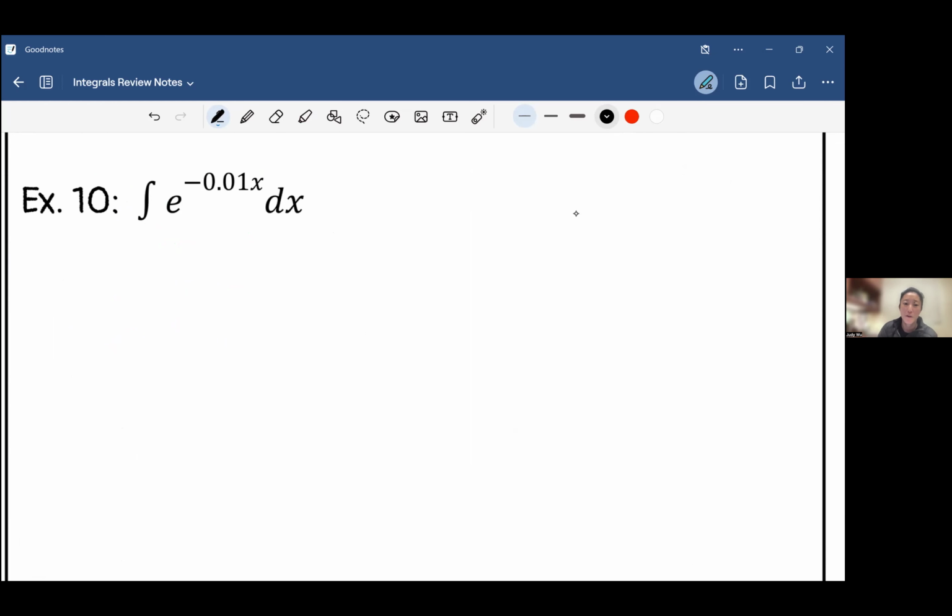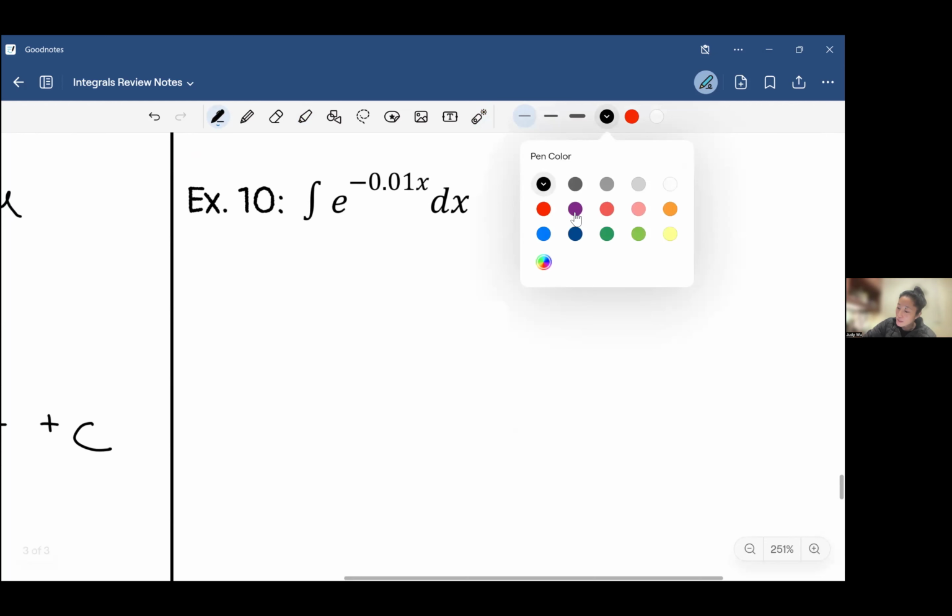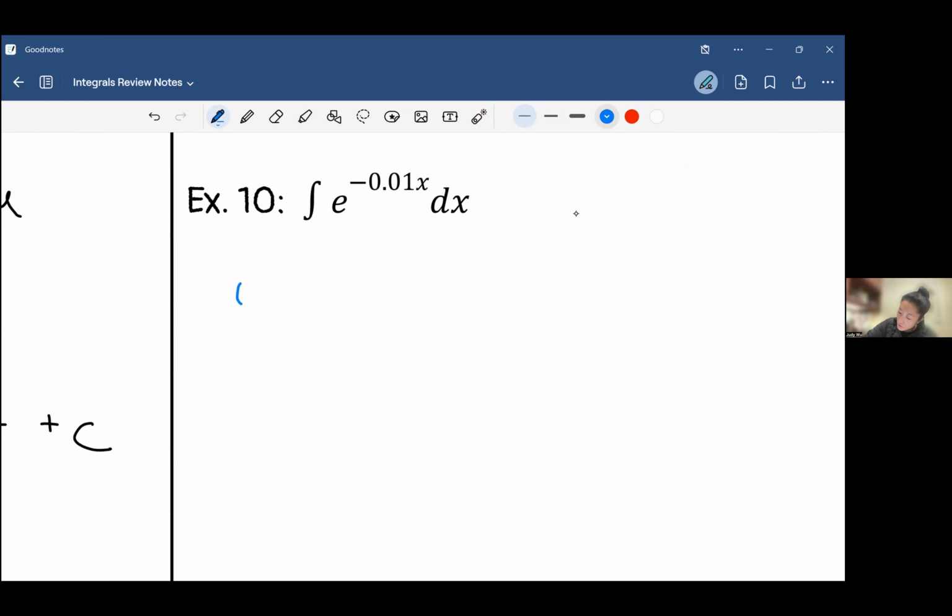All right, so for number 10, if this was e to just x, e to the x, we would be done. It would be e to the x and we would be great, okay? But again, kind of like a sneaky situation, I have something that's not just x. That suggests I'm going to need u sub. So u is negative 0.01x and du is negative 0.01 dx.